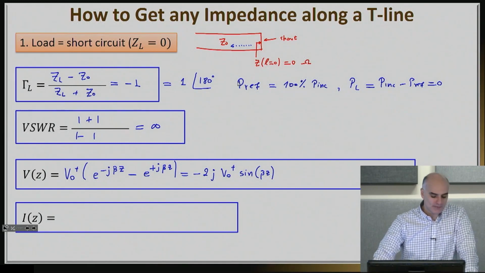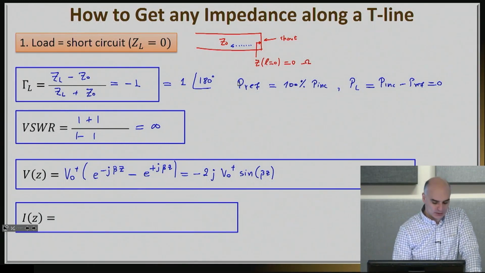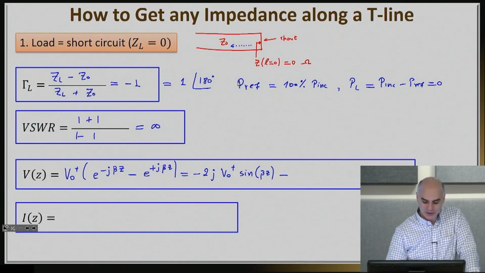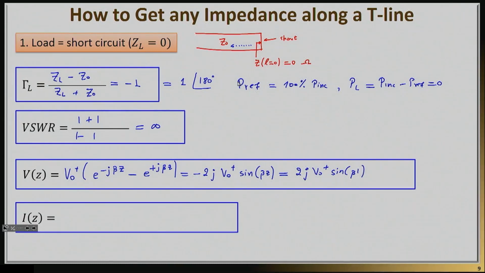So we have this interesting voltage equation, and similarly you can get the current equation simply by dividing. Oh, by the way, let me actually write this thing as a function of L. So this will be equal to 2j V0 plus sine beta L. So I basically replace z with -L. And so I can now find my current, which I can get by taking my voltage and simply dividing by the impedance.